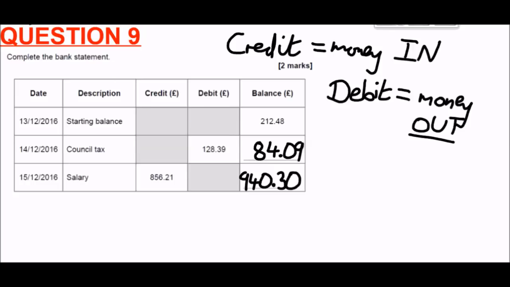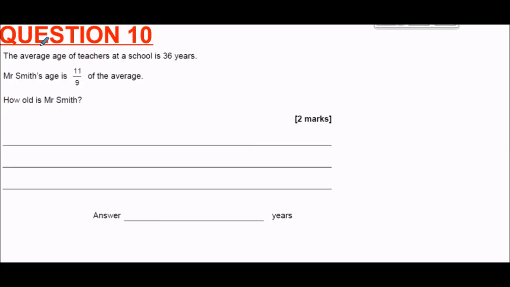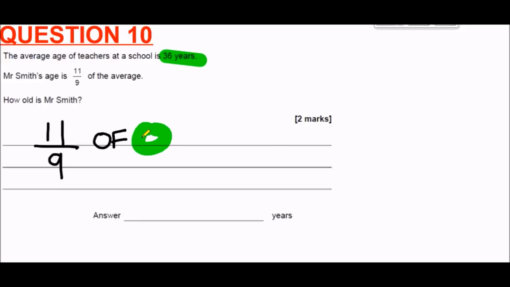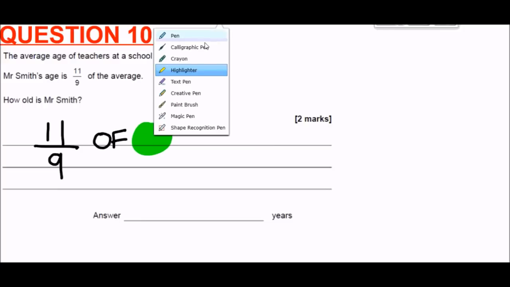Question 10 now is a fraction based question. The average age of teachers at a school is 36 years. Mr. Smith's age is 11/9 of the average. How old is Mr. Smith? And so it's 11/9 as a fraction, but what's it a fraction of? It's a fraction of the average, and we've been told that the average is 36. And so what we're going to work out here is 11/9 of 36.